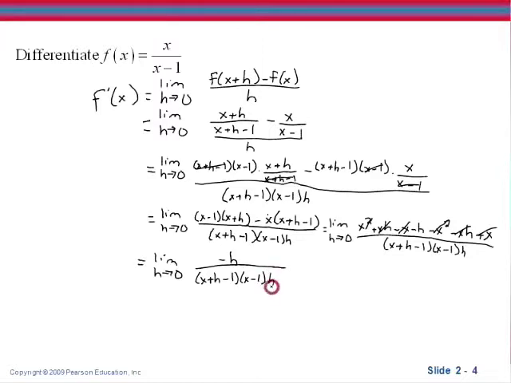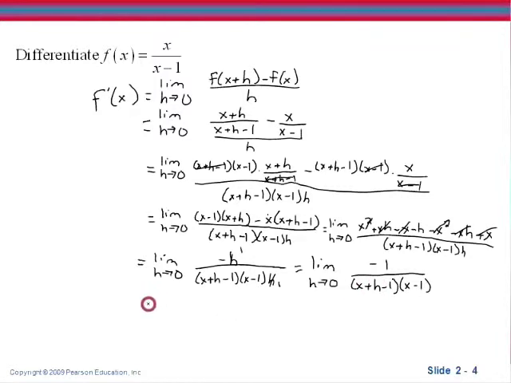Now we're still not to a point where we can plug h in. If we plug h in, we'll still have our denominator being 0. However, since there's an h on top and bottom, I can cancel those. And that will leave me with the limit as h approaches 0, and I will have -1 on top, and on bottom I will have x plus h minus 1 times x minus 1.